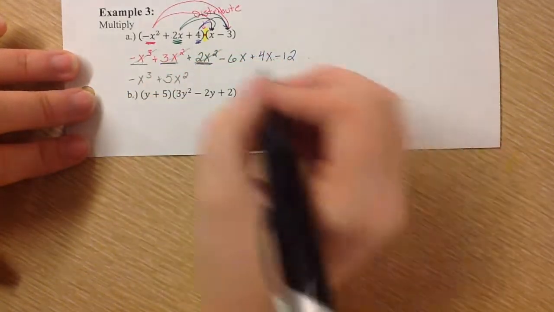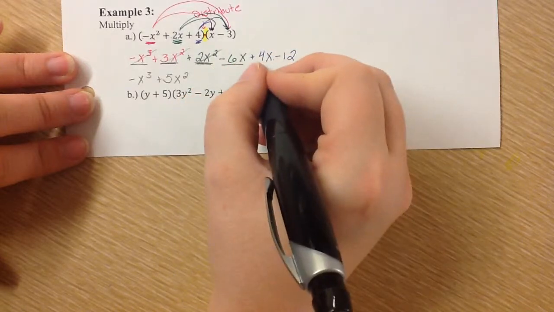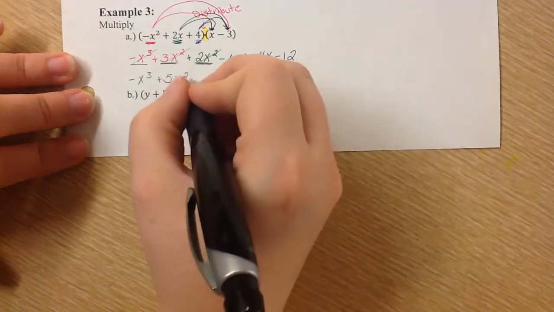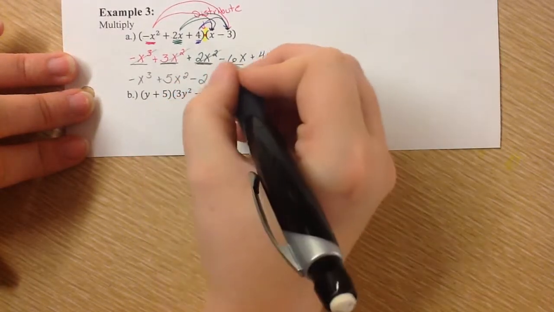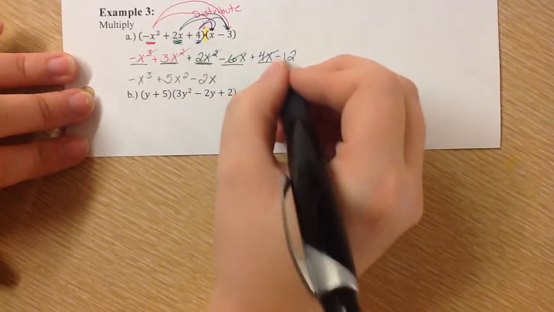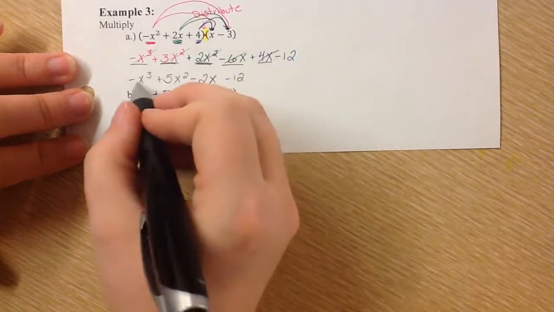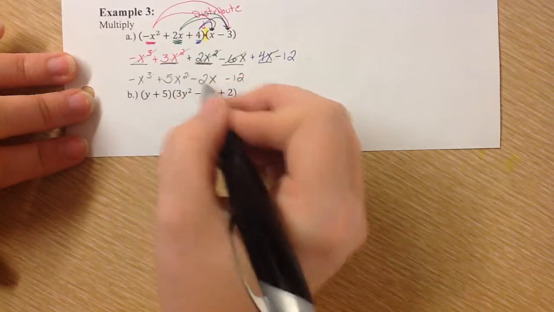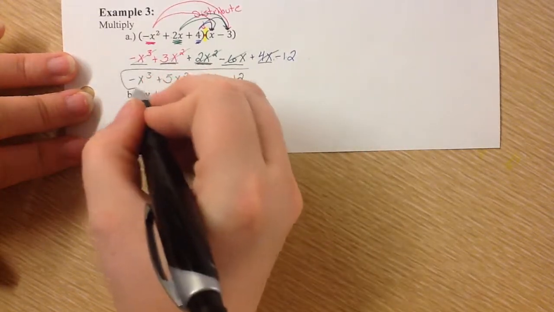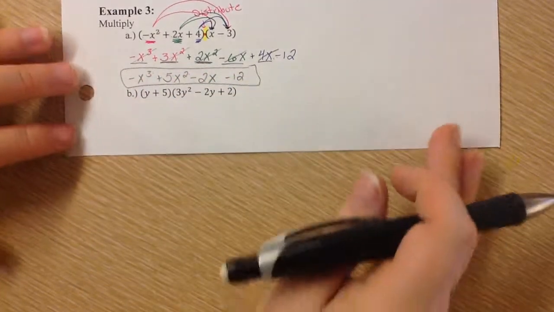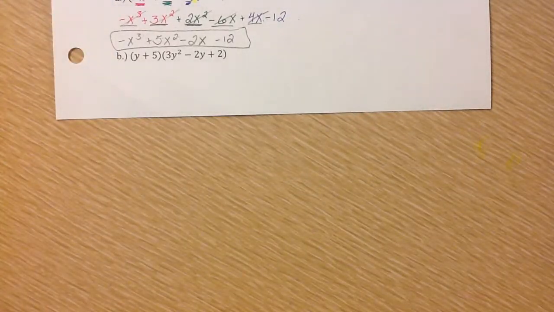Okay, those two guys are gone. Negative 6x plus 4x gives me negative 2x, because now we're adding, we're not multiplying, and then my minus 12. So I have negative x to the third plus 5x squared minus 2x minus 12. Okay. All right, let's go ahead and do another one.